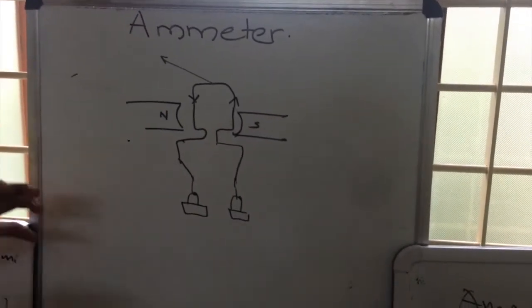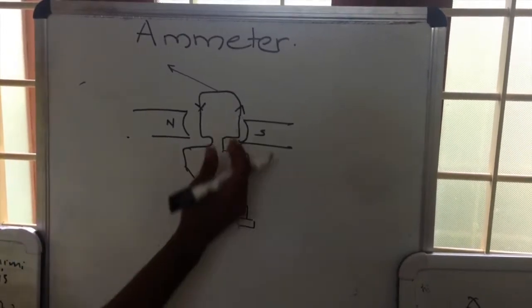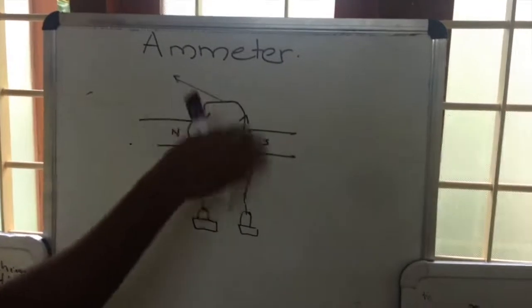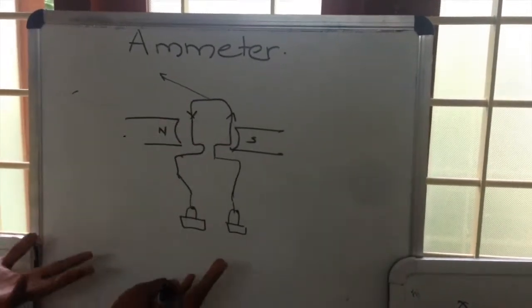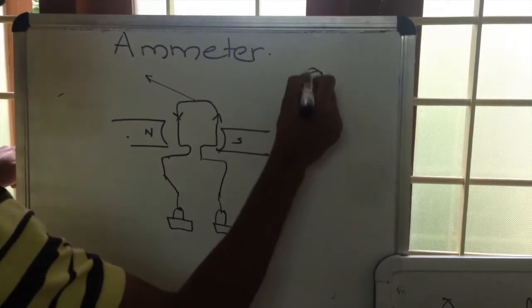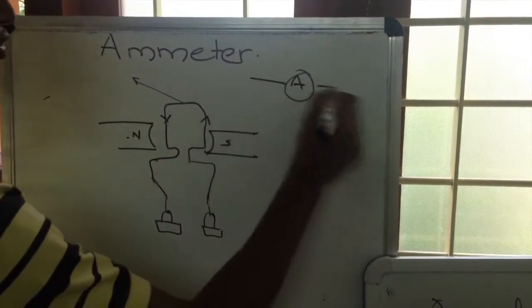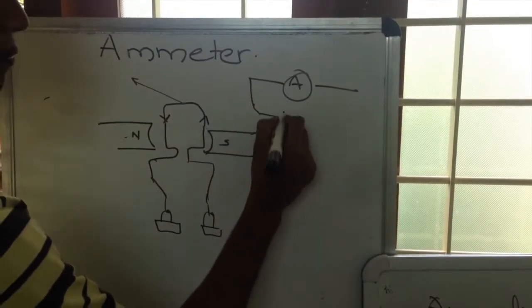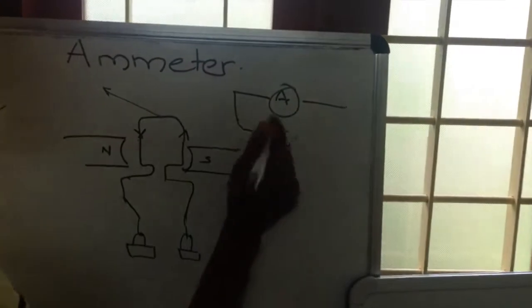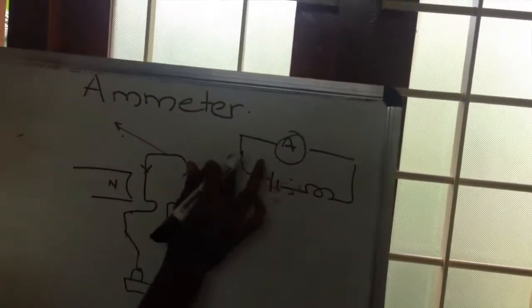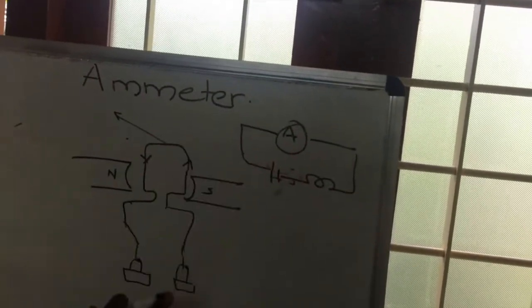And sometimes when we are using this ammeter, the current passing through the circuit will be much higher, so that this coil may burn. So we have to avoid that, because if this is the ammeter, we are connecting this ammeter in series to the circuit. That means the entire current is flowing through the ammeter.